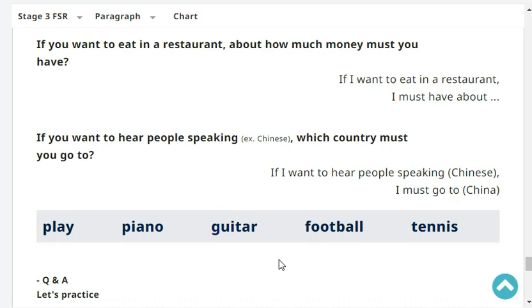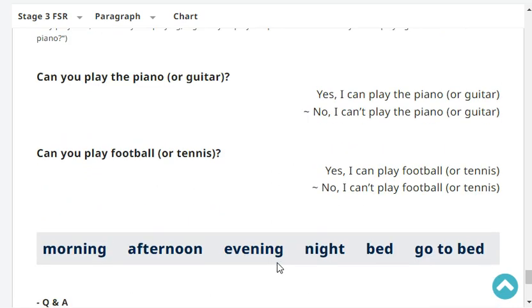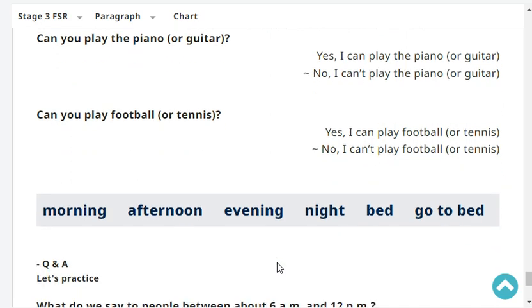I must go to China. Very good. Can you play the piano? Yes or no? No, I can't play the piano. Can you play tennis? Yes or no? Yes, I can play tennis. Very good.